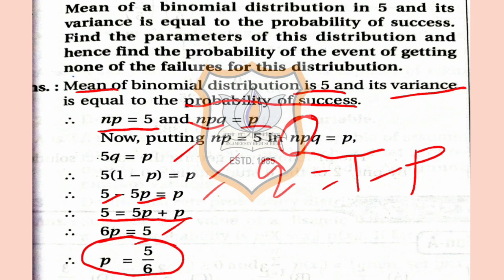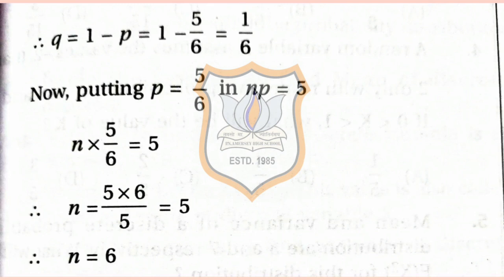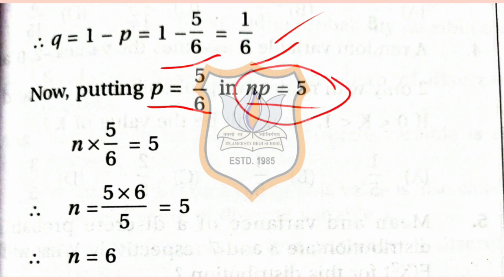Now let us substitute the value of P in the equation Q is equal to 1 minus P. So Q will be equal to 1 minus 5 by 6, and when we take the LCM it is 6. So you will have 6 minus 5, that is 1 by 6. So we have got P is equal to 5 by 6, Q is equal to 1 by 6, and NP is equal to 5.